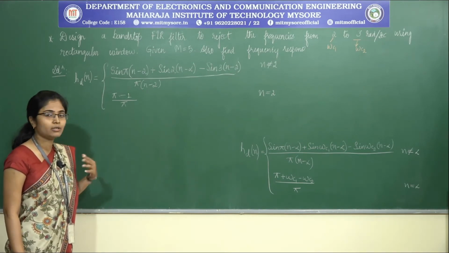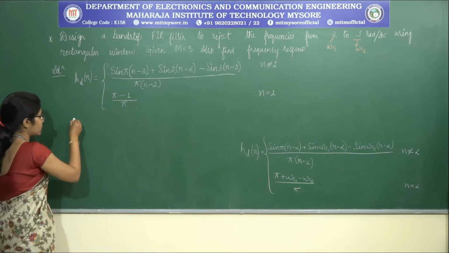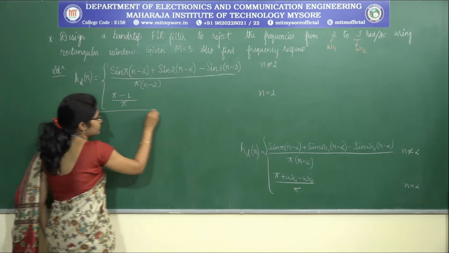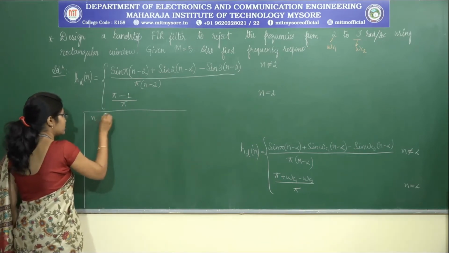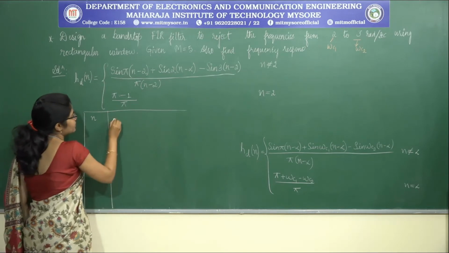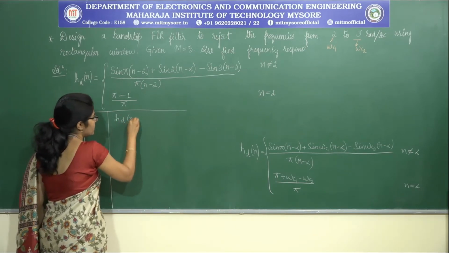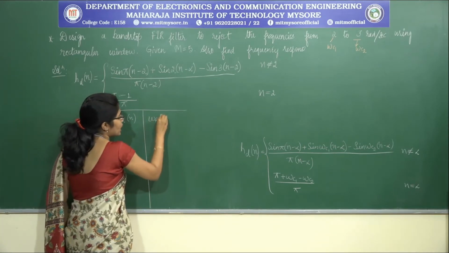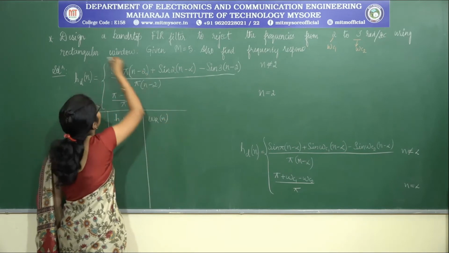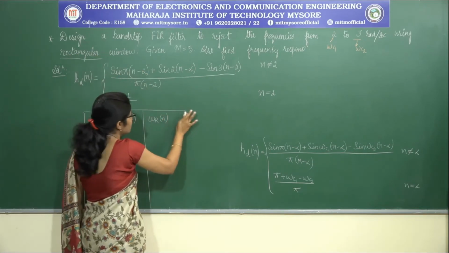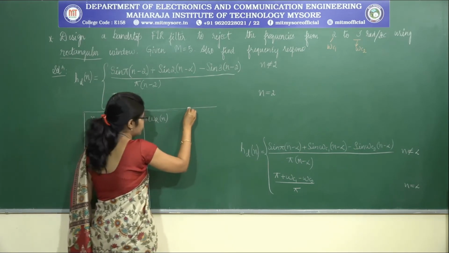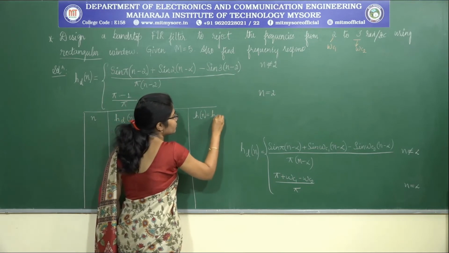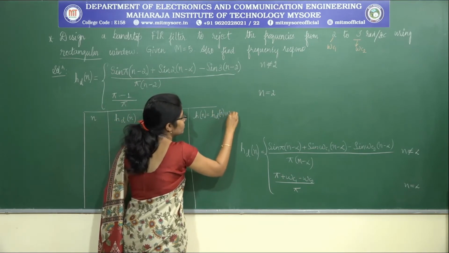Now what I need to do is find out h of n. So how do we find h of n with the help of this formula? We have a table. The first column of the table speaks about the value of n. The second one speaks about HD of n. And the third one speaks about omega r of n. Why is it omega r? They are telling us to use a rectangular window. So we know h of n is nothing but the product of HD of n and omega r of n.